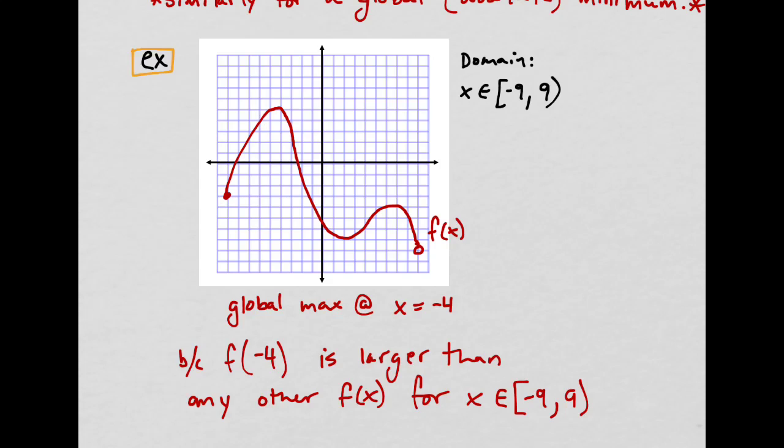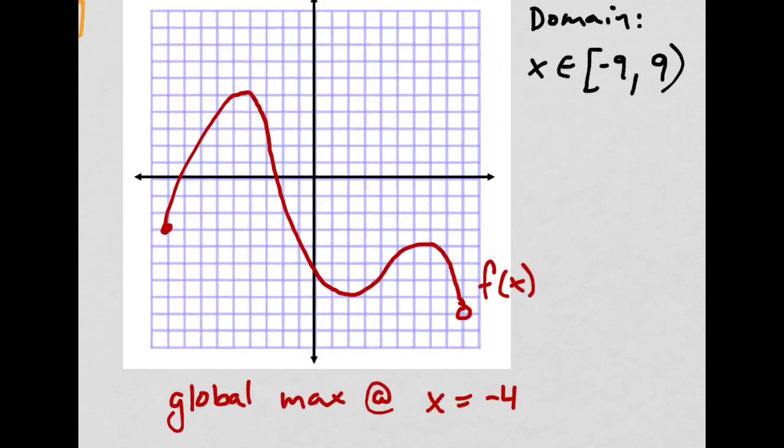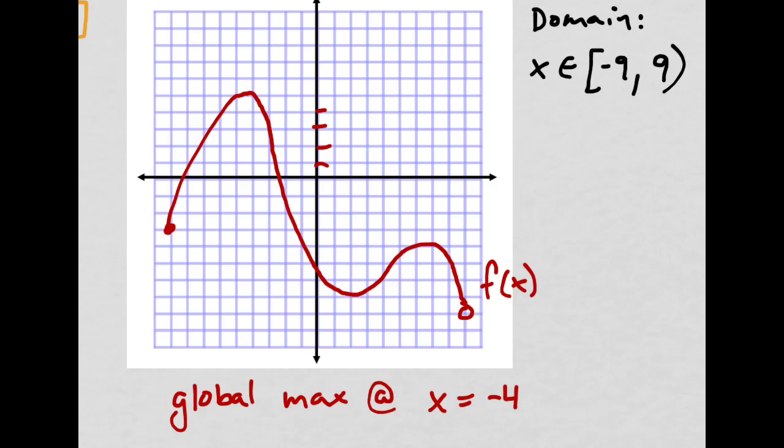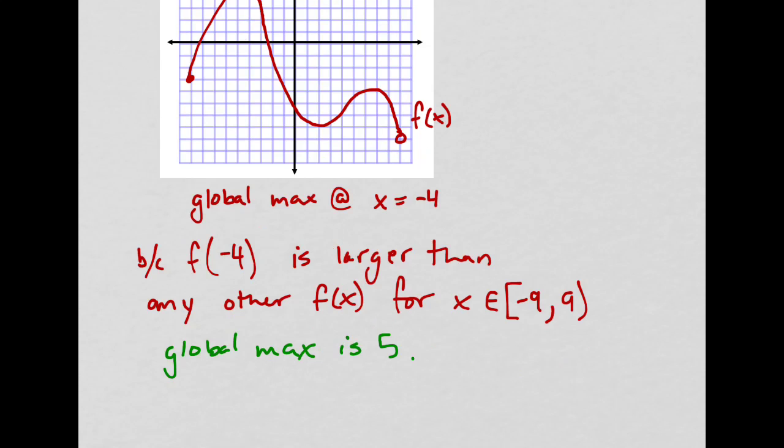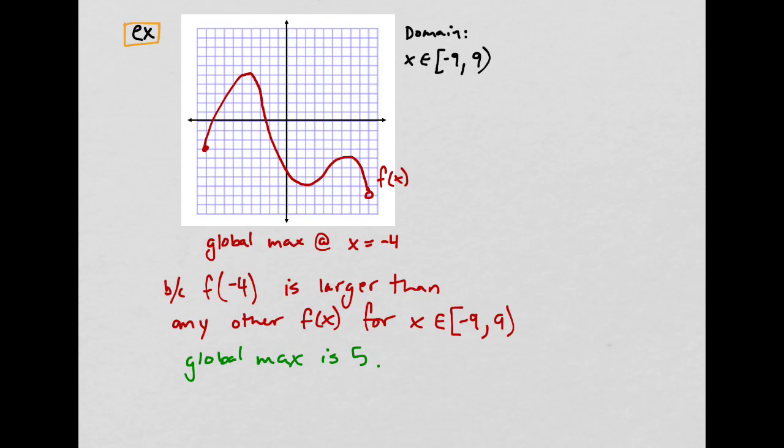And the global maximum is actually, let's see, 1, 2, 3, 4, 5. Looks like 5. So the global maximum is 5. Don't get confused. Look at what I'm saying. The global maximum at x equals -4. So it occurs when x equals -4. The actual global maximum is f of -4, which happens to be 5 in this case.